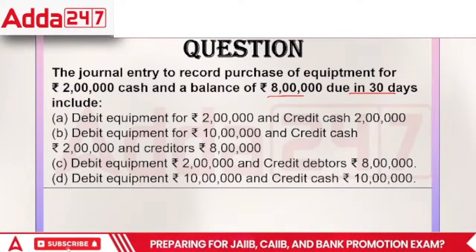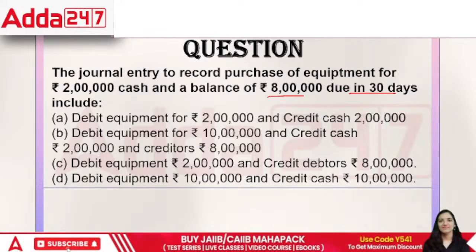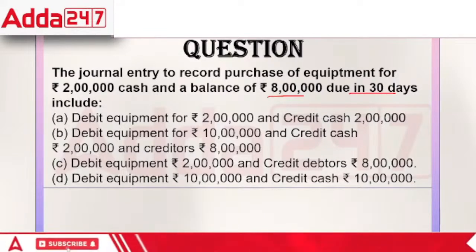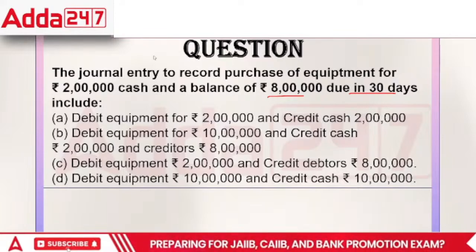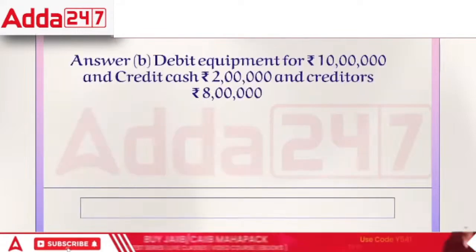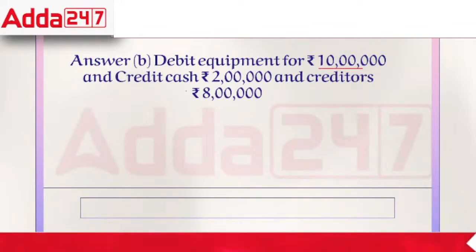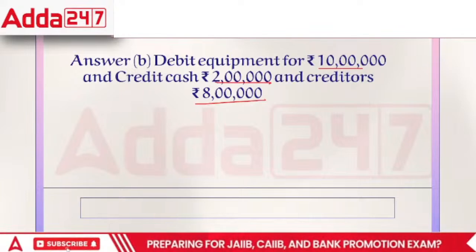So in this case, when we have purchased this particular asset, the equipment is worth rupees 10 lakh. Out of that, we have paid 2 lakh right away. 8 lakh is still pending. So it would be like this. 10 lakhs would be on the debit side, 2 lakh for cash and 8 lakh for creditors.